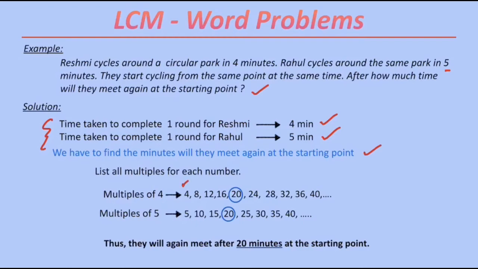So, for the first round, Reshmi took 4 minutes. Second round, she took 8 minutes. Third round, 12 minutes. Fourth round, 16. And fifth round, 20 minutes. Sixth round, 24 minutes, and so on. And now Rahul has taken 5 minutes for the first round, 10 minutes for the second round, 15 minutes for the third round, and 20 minutes for the fourth round, 25 minutes for the fifth round, and so on.